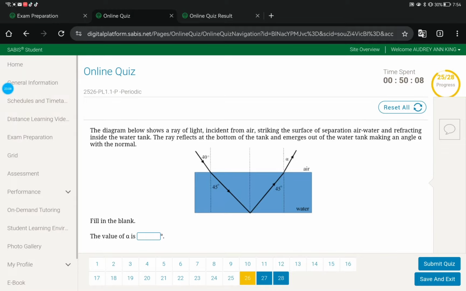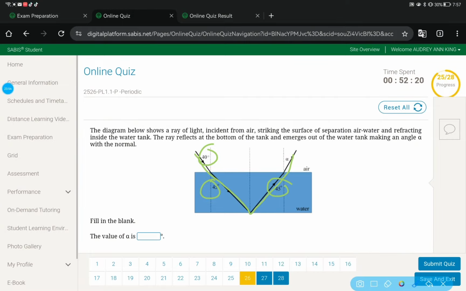The diagram below shows a ray of light incident from air striking the surface of separation air, water, refracting inside the water tank. The ray reflects at the bottom of the tank and emerges out of the water tank, making an angle alpha with the normal. Okay, so we can see that this is the incident ray. That is a really bad color choice, but this is the incident ray. We can see that it makes an angle of 40 over here and 45 over here. Now this is the reflected ray, and it also makes an angle of 45.